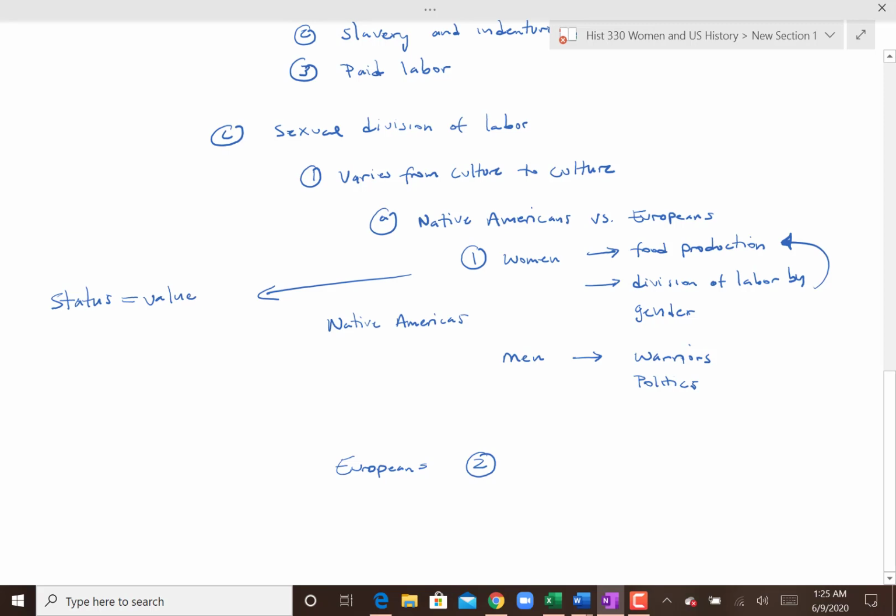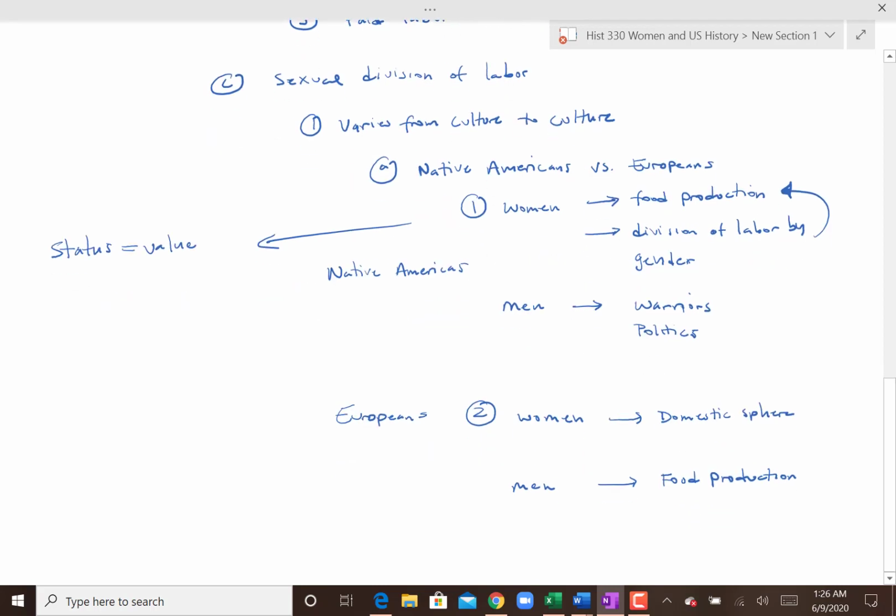For Europeans, though, the sexual division of labor was much more what it had become in Mesopotamia and a lot of the other world with the shift to agriculture, is that women's role was the domestic sphere, right? They were at home. And for men, that role was to do agriculture, food production. We'll keep it consistent. This later moves to outside labor as well, and other things.